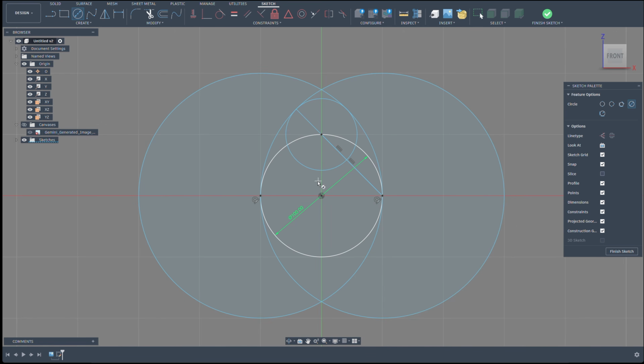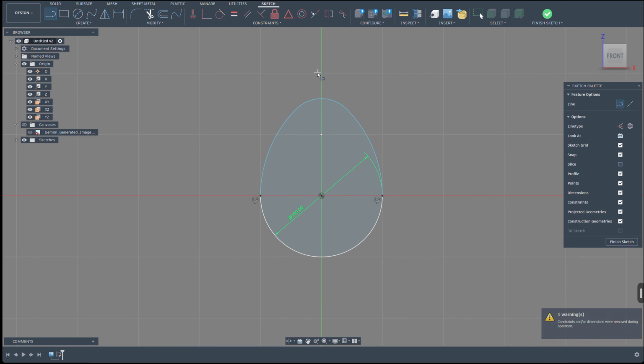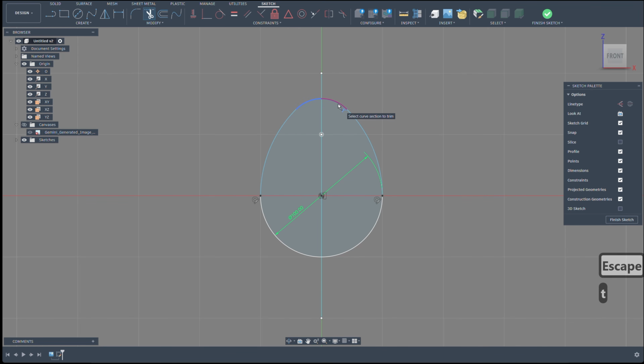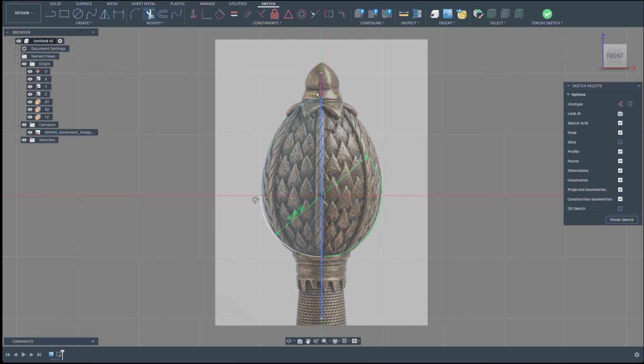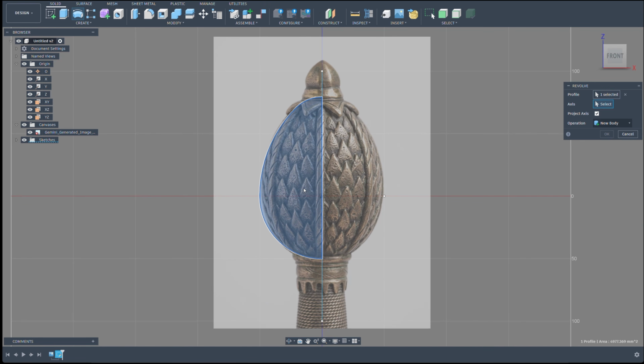Now we can clean up the sketch by removing the construction lines. Let us keep half of the profile. As you can see, the profile matches the reference quite well. Let us apply the Revolve tool to get our surface.